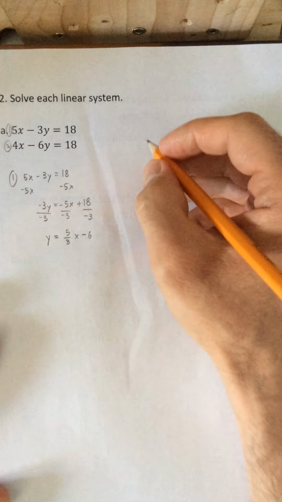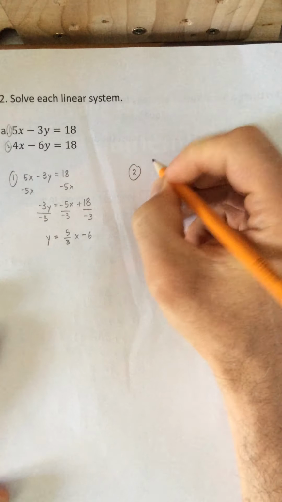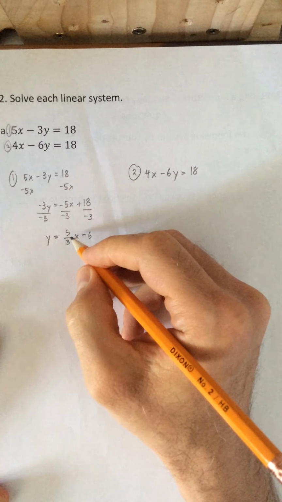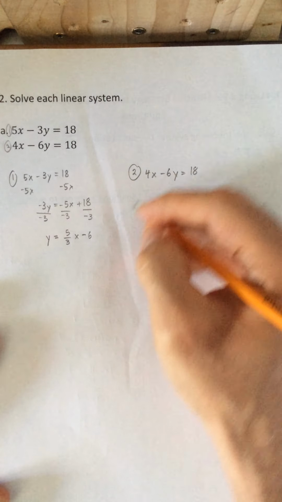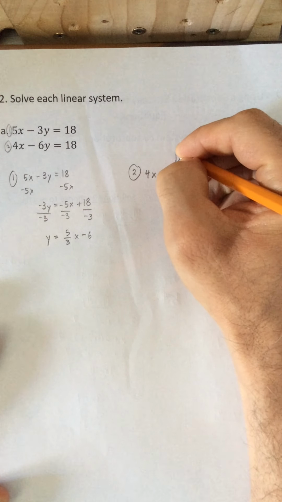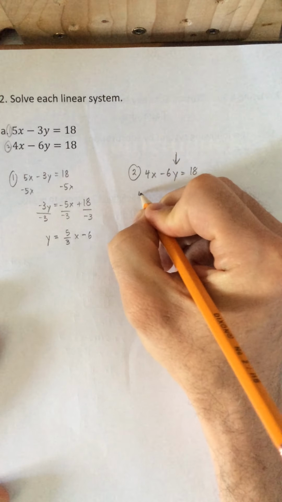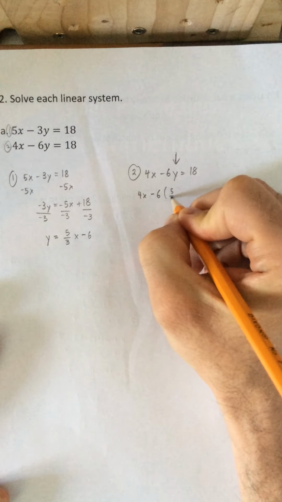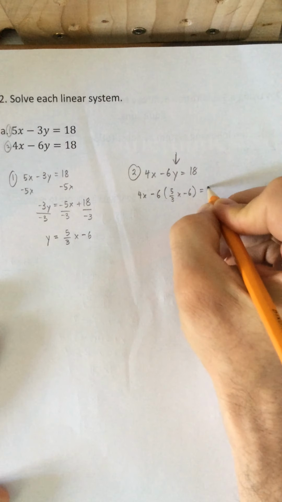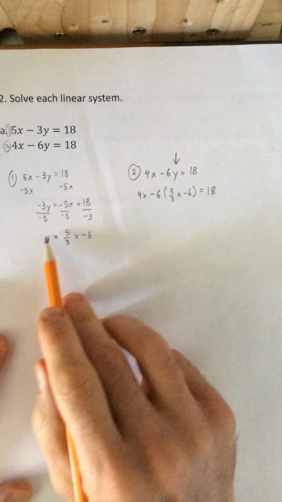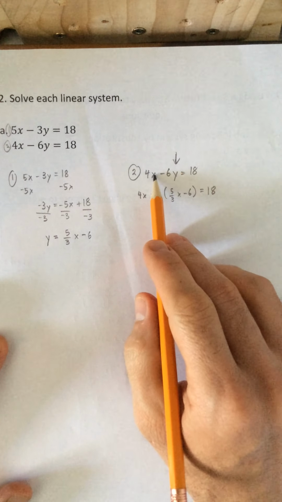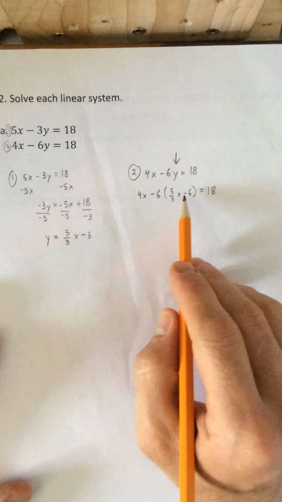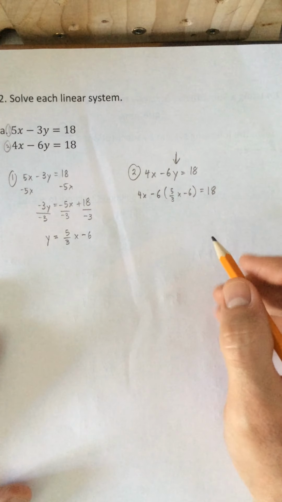Now when I go to substitute this into equation 2, what's going to happen is this fraction, as bad as it looks right now, will go away very quickly. So if I look at this, I'm going to replace the y with my expression. 4x minus 6y. Now y, I'm saying, is this: 5/3 x minus 6. And this is equal to 18. Again, the reason we're substituting this into the second equation is because we only want one single variable to solve. Okay, so if we have just x's in this equation, we can solve for x.